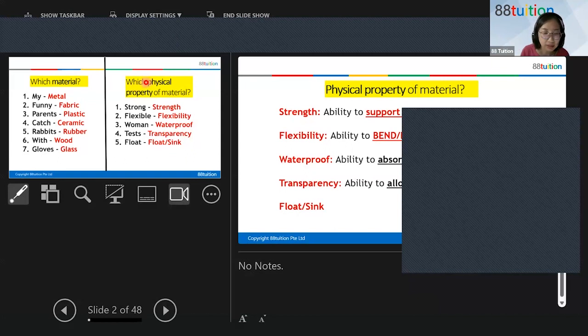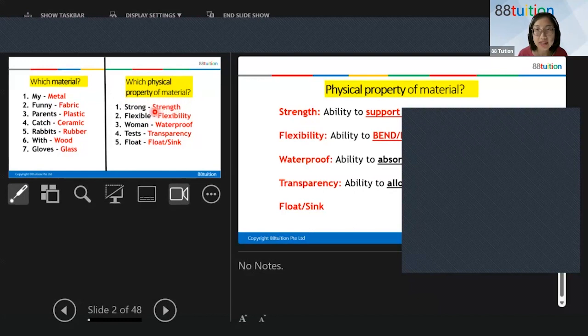So we were saying these are the materials, and these are the physical properties of material. A lot of students, when the question asks which physical property of material, tell me, oh, it is metal or it is glass. That's wrong. You should be using all these words when they ask for the word property.